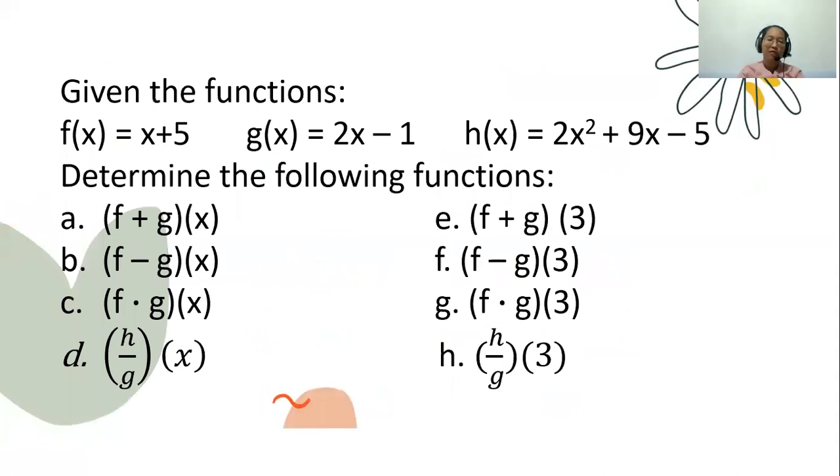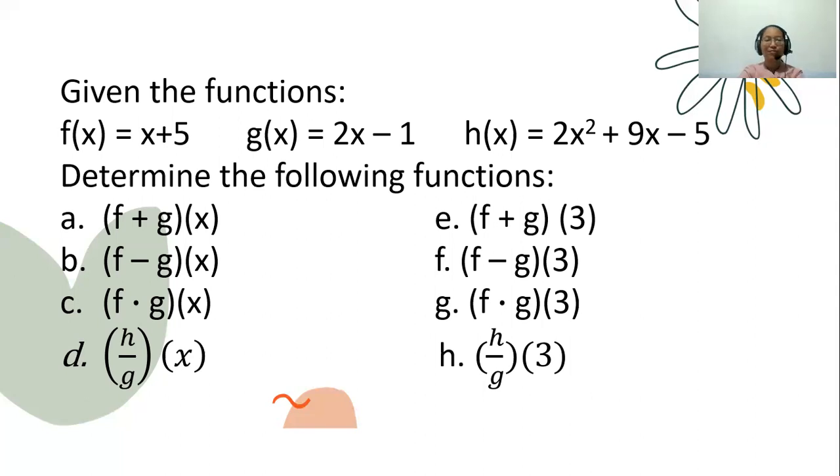Given the functions f(x) = x + 5, g(x) = 2x - 1, and h(x) = 2x² + 9x - 5. Determine the following functions. A and E involve addition, B and F involve subtraction, C and G multiplication, D and H division.